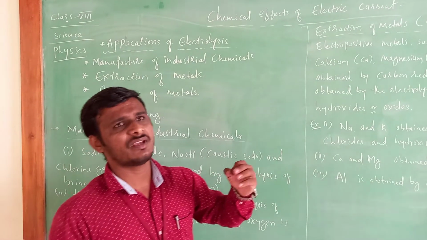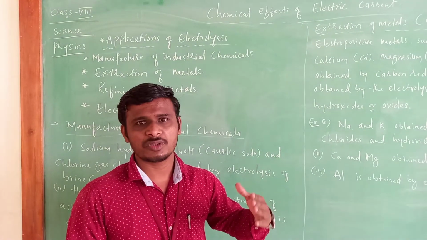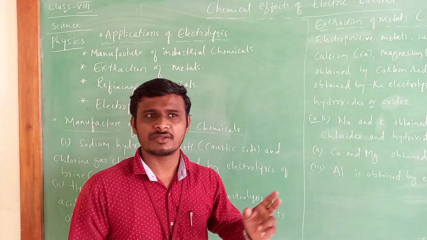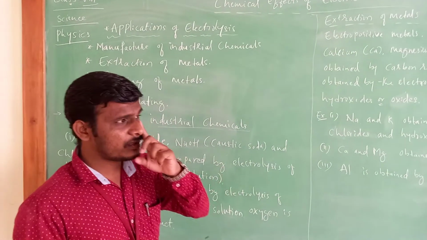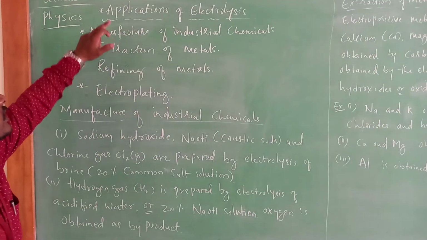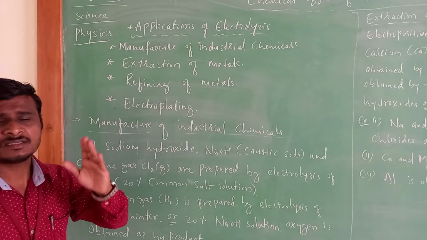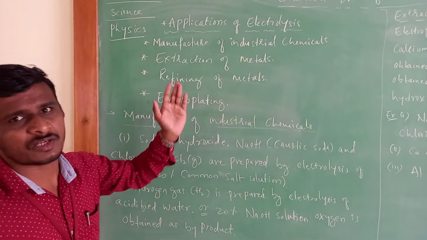So last class we discussed the definition of electrolysis. Then we discussed the electrolysis of water, that is, water is combined of two elements, hydrogen and oxygen. That also we discussed in the last class. Now in this class we are going to discuss some applications of electrolysis. There are many applications of electrolysis, but in your textbook mainly they have given 4 applications, right?